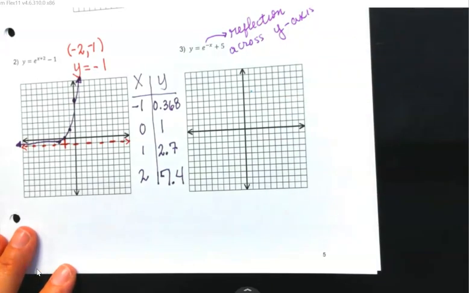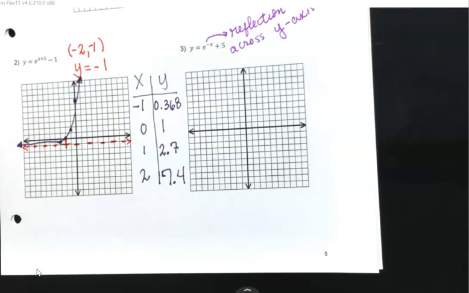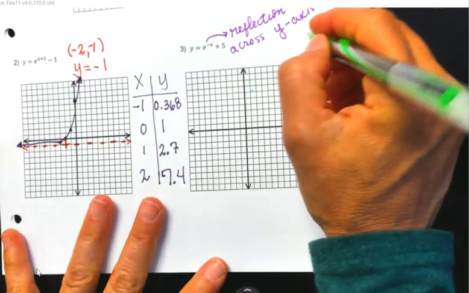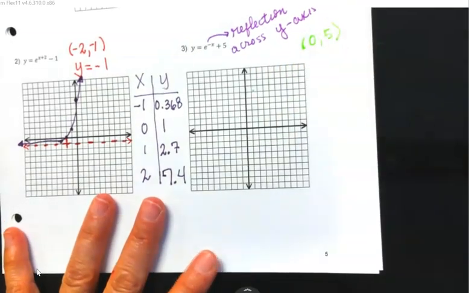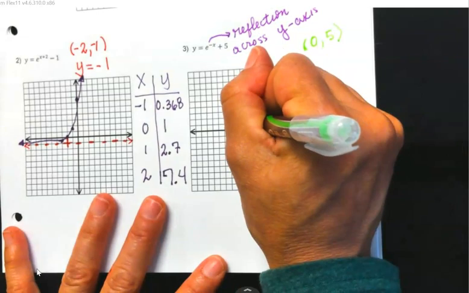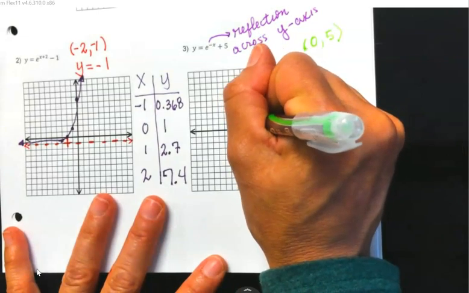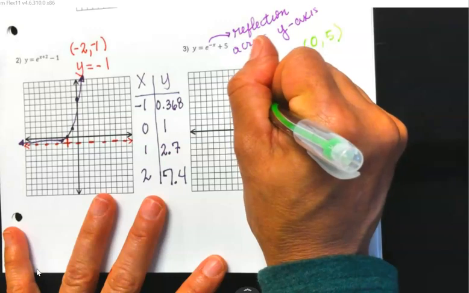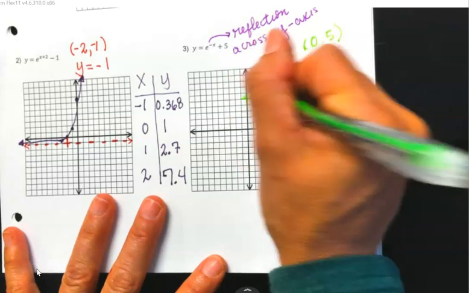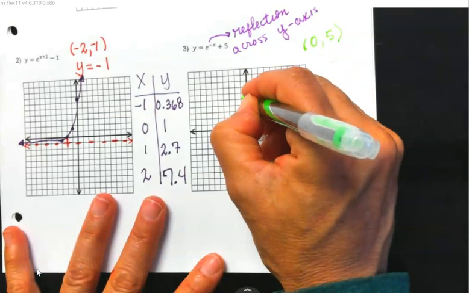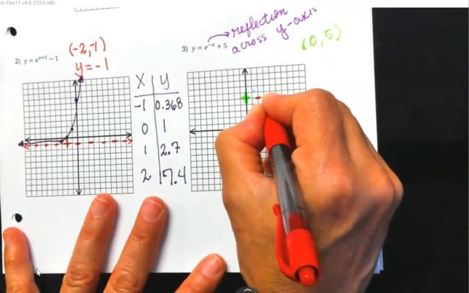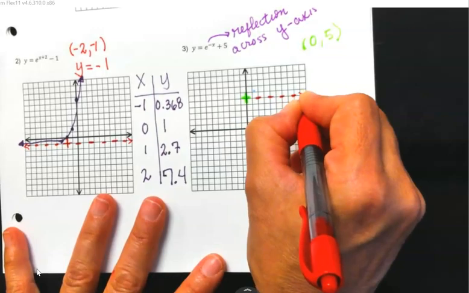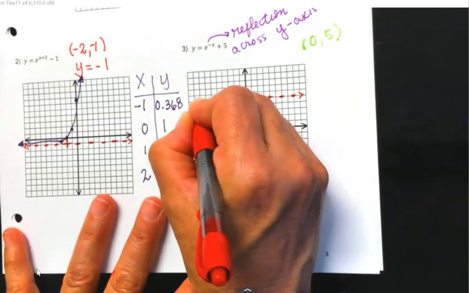Let's address our translations. We only have one translation. It's just going to be up 5 units. So my h, k, or my new starting point, is at 0, 5. So I'm going to draw my little cross here to indicate my brand new starting point. Also remember, we have an asymptote at y equals 5, so we're just going to extend this out. So this graph is shifted pretty far up, guys.